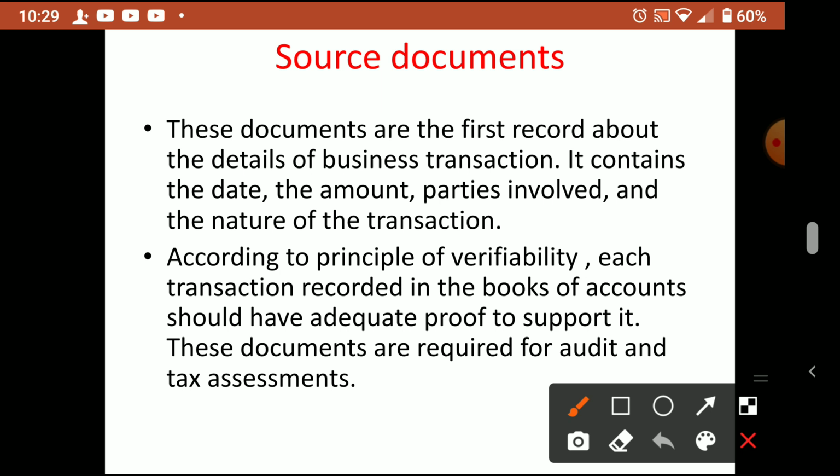So one principle is the principle of verifiability. According to this principle, each and every transaction should be supported by a proof. Suppose you are saying I paid salary, but that employee is saying I didn't get salary, then who is correct? How will you prove it? There should be some evidence. That evidence we have to keep always when you deal with money. If it is your own money, and you are not involving other parties, okay, leave it.